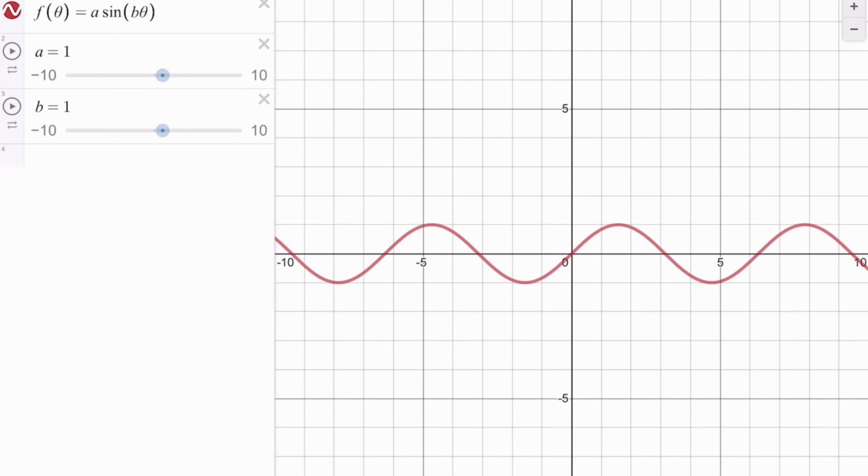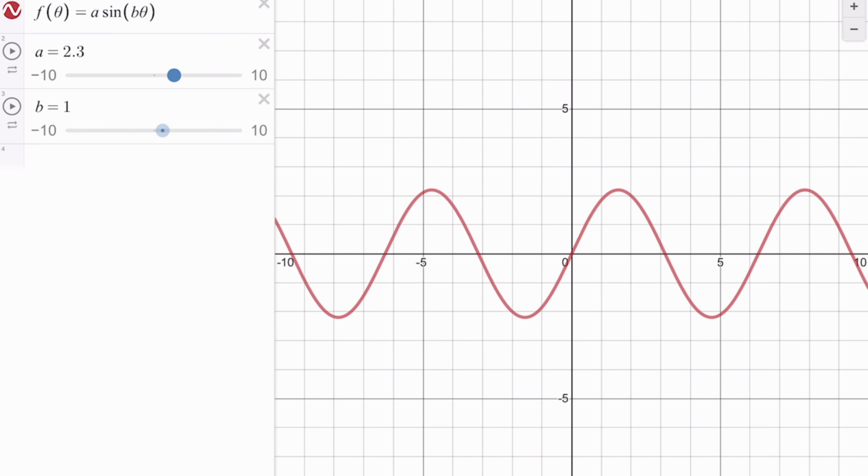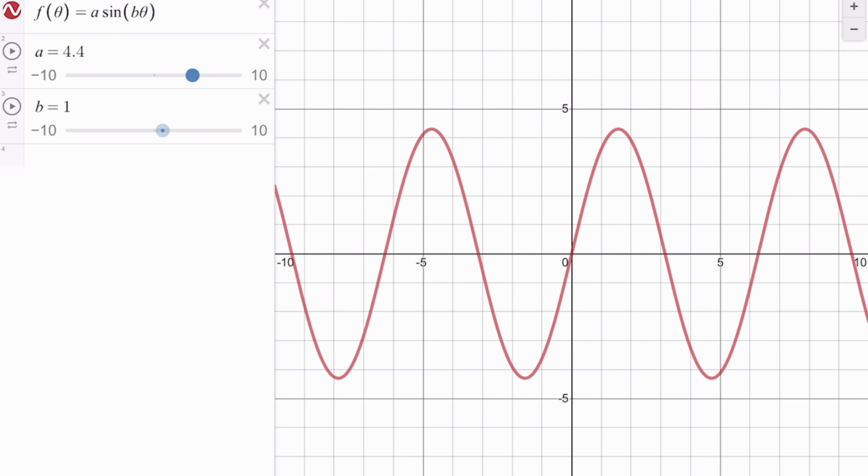Okay. Now, we have an A value of 1. We have a B value of 1. Watch what happens as I increase the B value. You see how the amplitude increases? Okay.